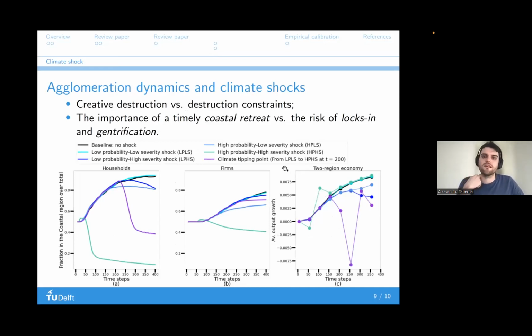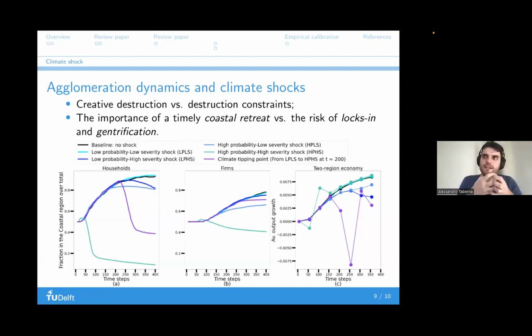In a second exercise, we include climate shocks, and our aim was to see, okay, we have this agglomeration process, then how shocks of different severity and probability might affect it, or what the interplay between them is. And we tested different climate scenarios, ranging from high to low probability and severity. And we have two main important results, which are the positive against the negative consequences of flooding.